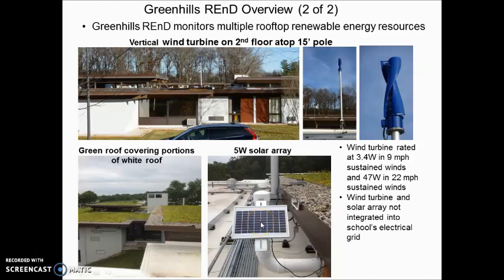We also have a 5-watt solar array. It produces DC power that runs down into the cabinet. Similarly, there we monitor the voltage and current being produced by it. And having the solar array gives us a nice capability to compare the performance of the wind turbine versus the solar array. The school also has a green roof that covers portions of it.